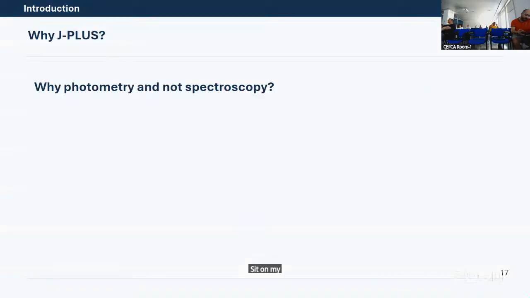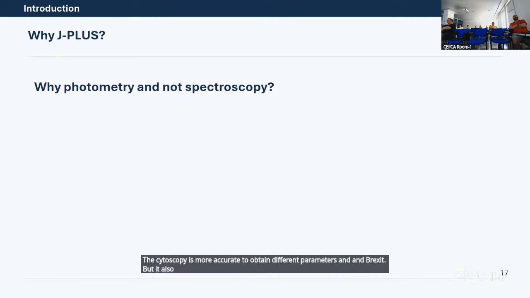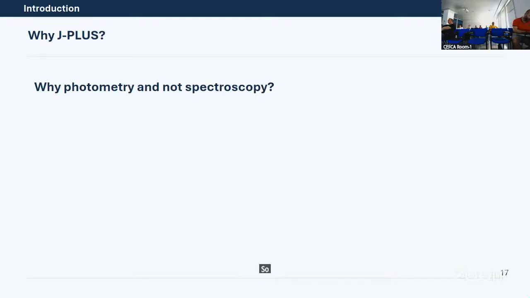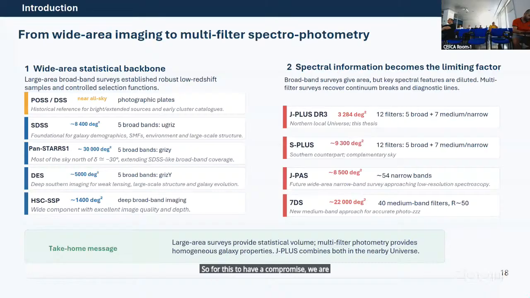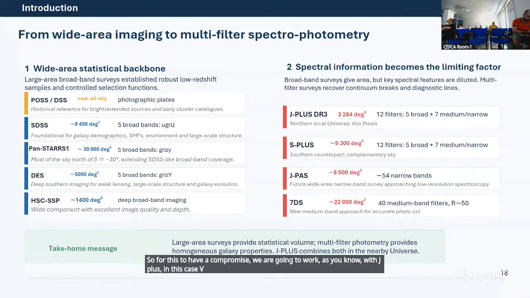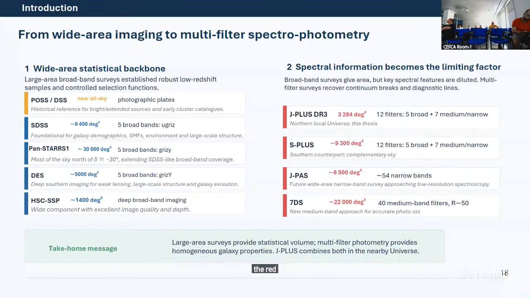So we can ask, well, why photometry and not spectroscopy? Well, spectroscopy is more accurate to obtain different parameters and redshift, but it also has some problems of aperture corrections and lack of spatial coverage. So to have a compromise, we are going to work, as you know, with J-PLUS, in this case DR3, which is a set of 12 filters that combines broadband and medium and narrowband filters to characterize correctly the redshift and the galactic parameters like stellar masses and star formation rates.